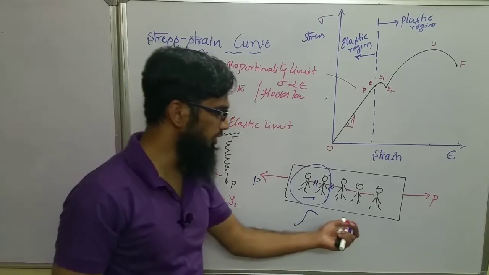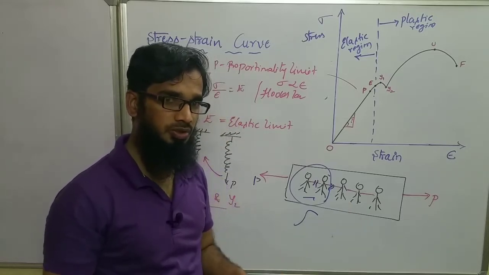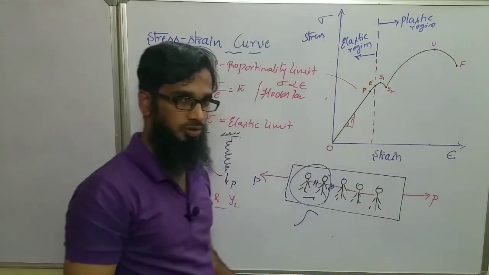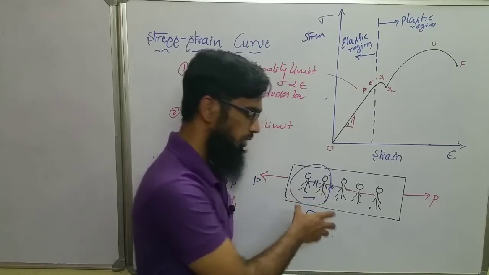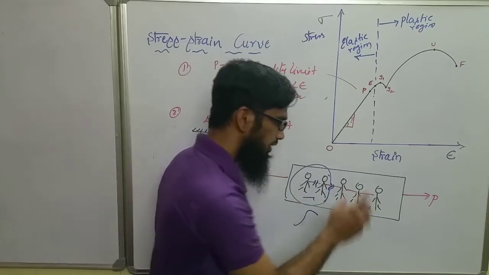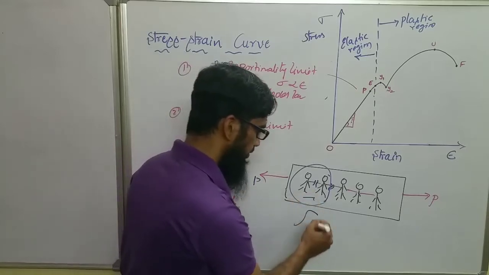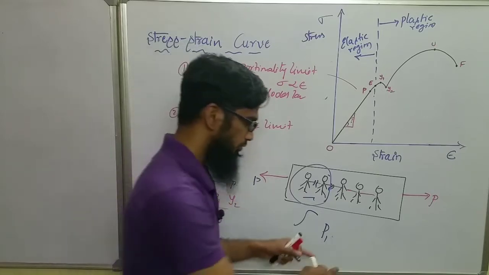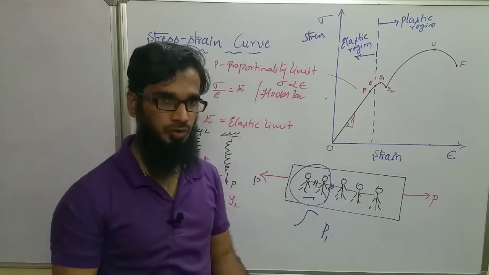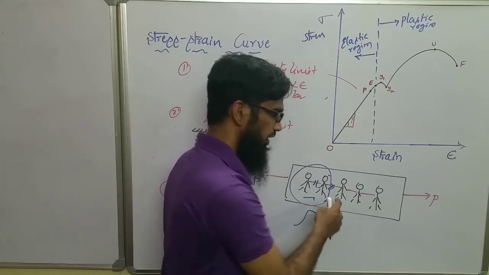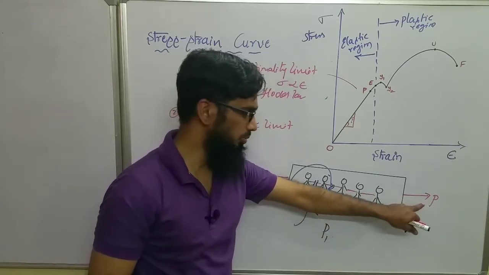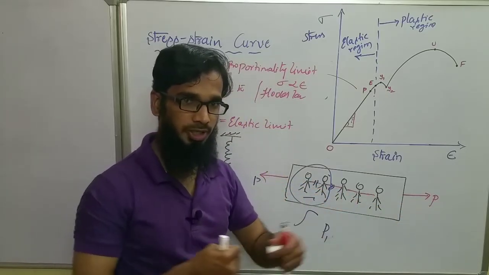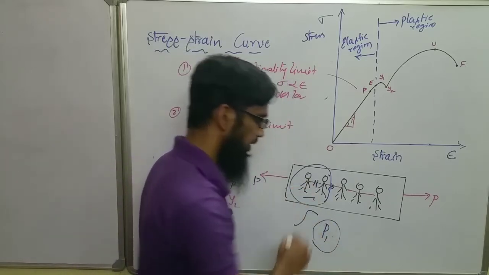The next thing that happens is only 3 members are left, so why the y to u has increased. Once the 2 members fall down, these 3 people will think about it. If we just assume this is P1, these are the resisting forces offered by these 5 members against the applied force. Because of this applied force, these 5 members will be resisting it. That value I have taken here is P.